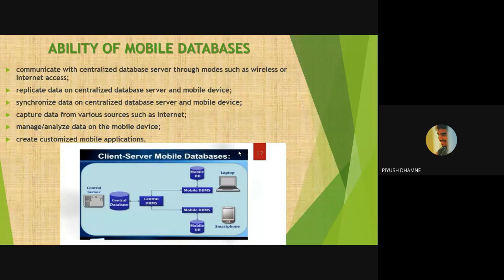Ability of mobile database. Communicate with centralized database server through modes such as wireless or internet access. Replicate data on centralized database server and mobile device. Synchronize data on centralized database server and mobile device. Capture data from various sources such as internet. Manage or analyze data on the mobile device. Create customized mobile application. Here is an example of client server mobile database.